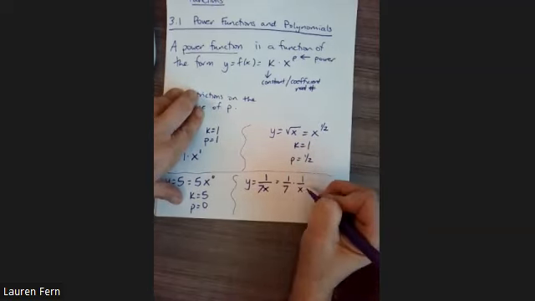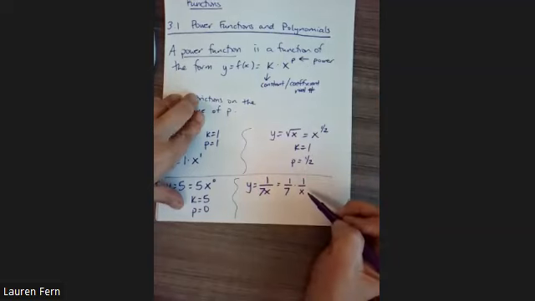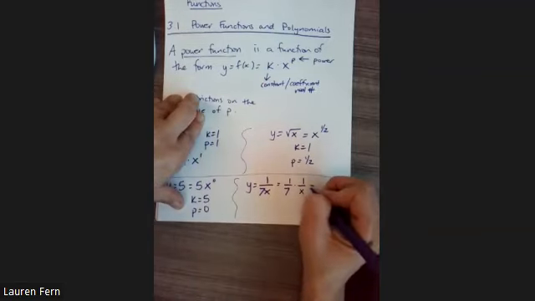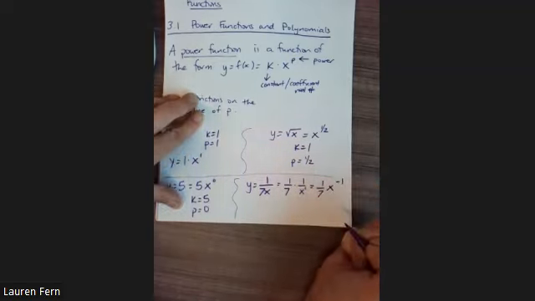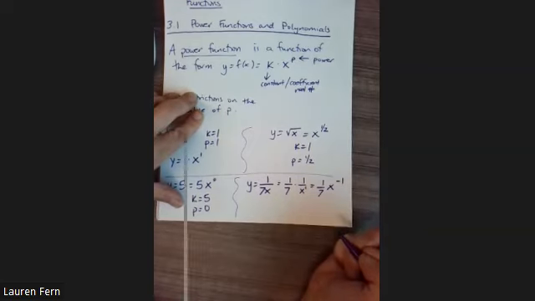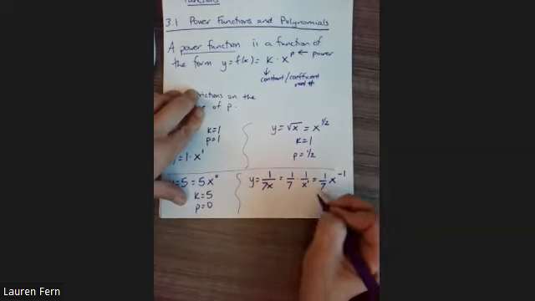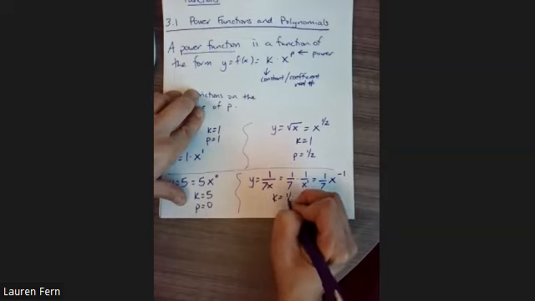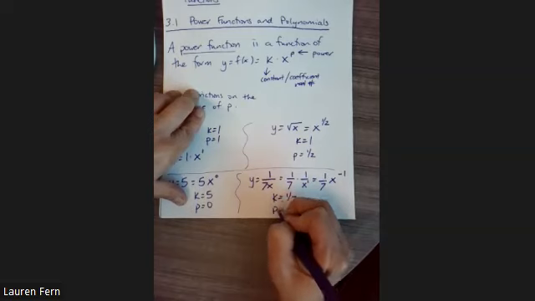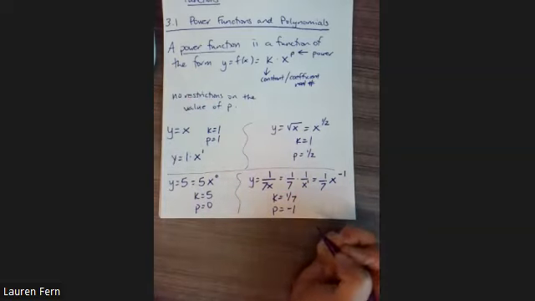But notice we want this as x raised to some power, and we have an x in our denominator. So how do we bring that up to our numerator? Remember, you change the sign of your exponent. By default, this is 1. So I can say this is 1/7 x to the negative first power. All right, so what we can say then is our k value is 1/7 and our p is -1.